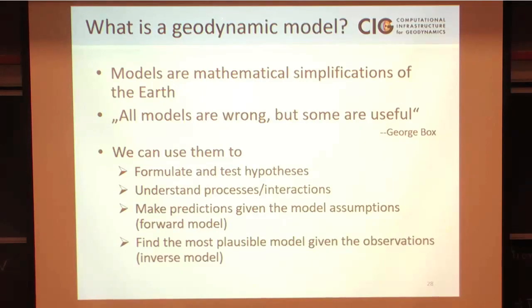You can use models to make predictions if you make certain assumptions. So you can say, I assume thing 1, 2, and 3, and then I can use the model to predict what will happen. This is called a forward model. You can also take a set of observations and try to find the most plausible scenario that creates these observations. In this case, you are essentially searching for the best model. This is called an inverse model, and Vett will actually talk about inverse theory in more detail.